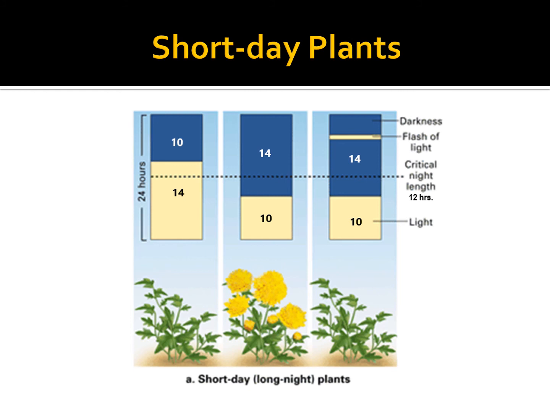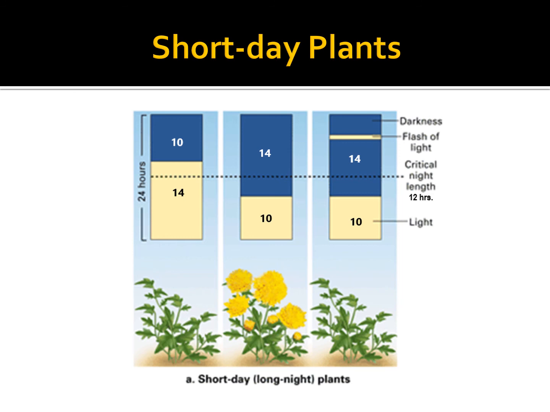In the middle column, the night period is 14 hours long. That is longer than the critical night length of 12, which means that the plant will flower. And then finally, over in the right-hand column, we have a dark period of 14 hours, but it's been interrupted by a flash of light. You can see where that's indicated on the diagram. So even though the night is long, because the night period was interrupted by that flash of light, it sort of negates that dark period and the plant does not flower.